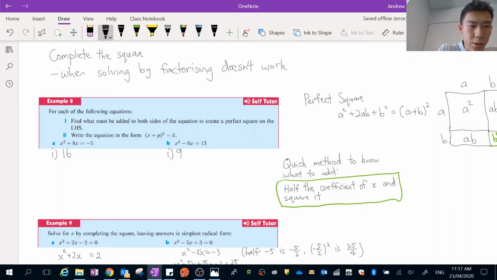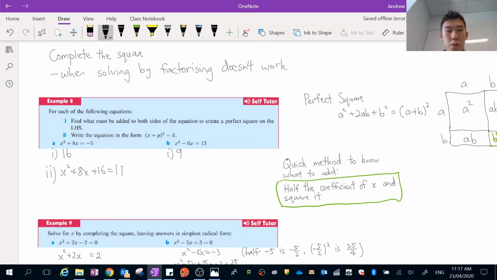Let's do part 2 of each now. I need to write the equation in the form x plus p squared equals k. This is always going to be your process for completing the square. You figure out what you need to add to each side, and then you actually do it. So make sure you add 16 to both sides. If I add 16 to negative 5, I get 11.